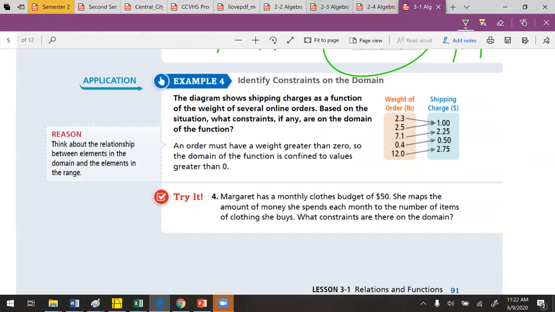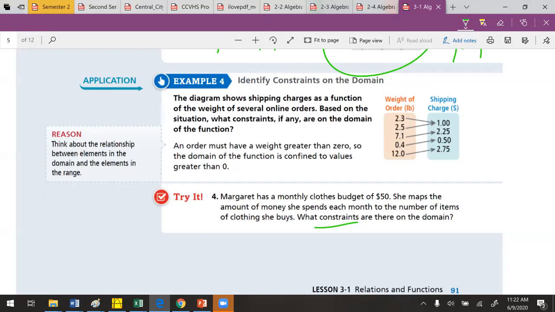An order must have a weight greater than 0. What constraint means is you're limited; in this situation, you can't have negatives, okay? So in this case, we can basically say the constraint would be you need weight that's bigger than 0 in order to buy something. Let's look at this here. Margaret has a monthly clothes budget of 50 bucks. She maps the amount of money that she spends each month to the number of items of clothing she buys.